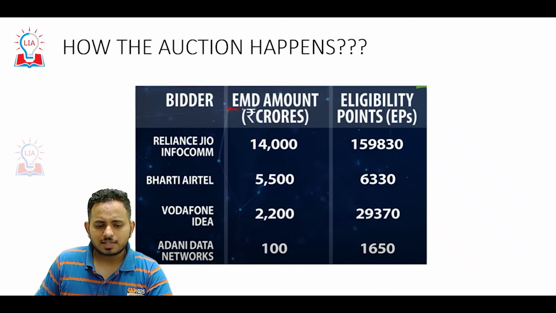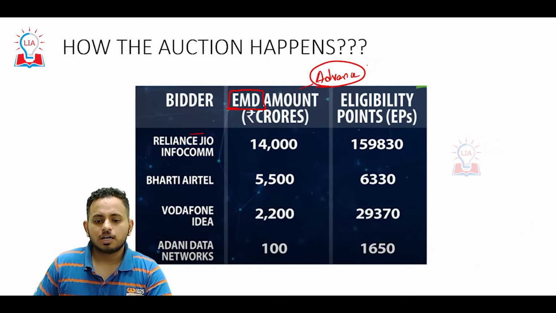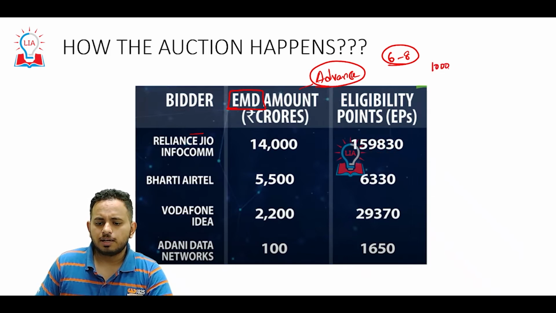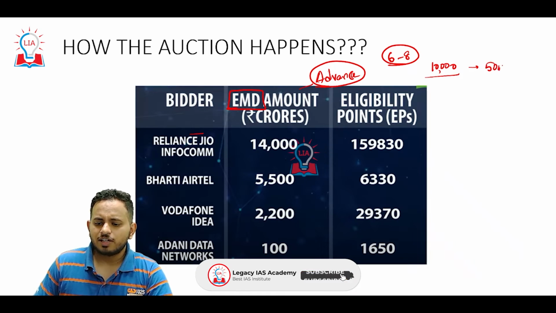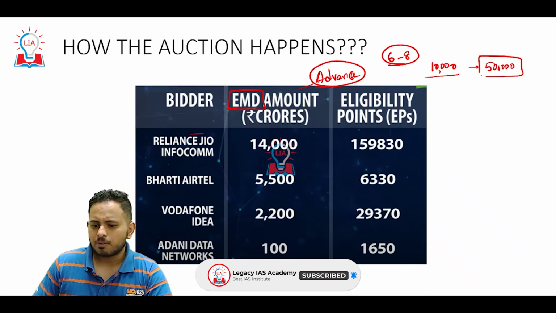So there is something called as EMD. This is the money that the telecom companies have to deposit in the form of advance. For example, if you assume when you're planning to shift to a rented house, the advance that the owner demands will be somewhere between 6 to 8 months of rent. If the rent is 10,000, then probably the owner will ask the advance ranging from 50,000 to 80,000. This is how it usually happens.